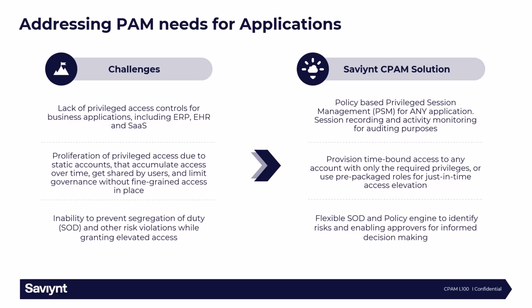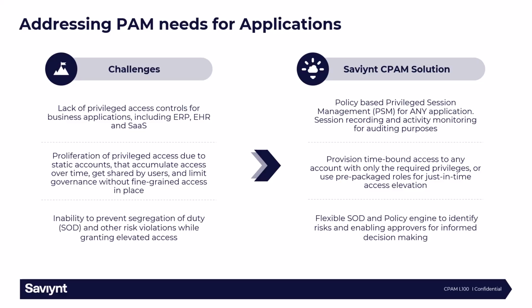The proliferation of privileged access due to static or standing accounts getting accumulated over time, and over-permissioned access being shared by users without any fine-grained access in place, can affect organizations. But the Saviynt PAM solution provisions time-bounded access to any account with only the required privileges, or the least privileges, that will be given for the privileged activity. Users can also use prepackaged roles or role-based access along with just-in-time access elevation.